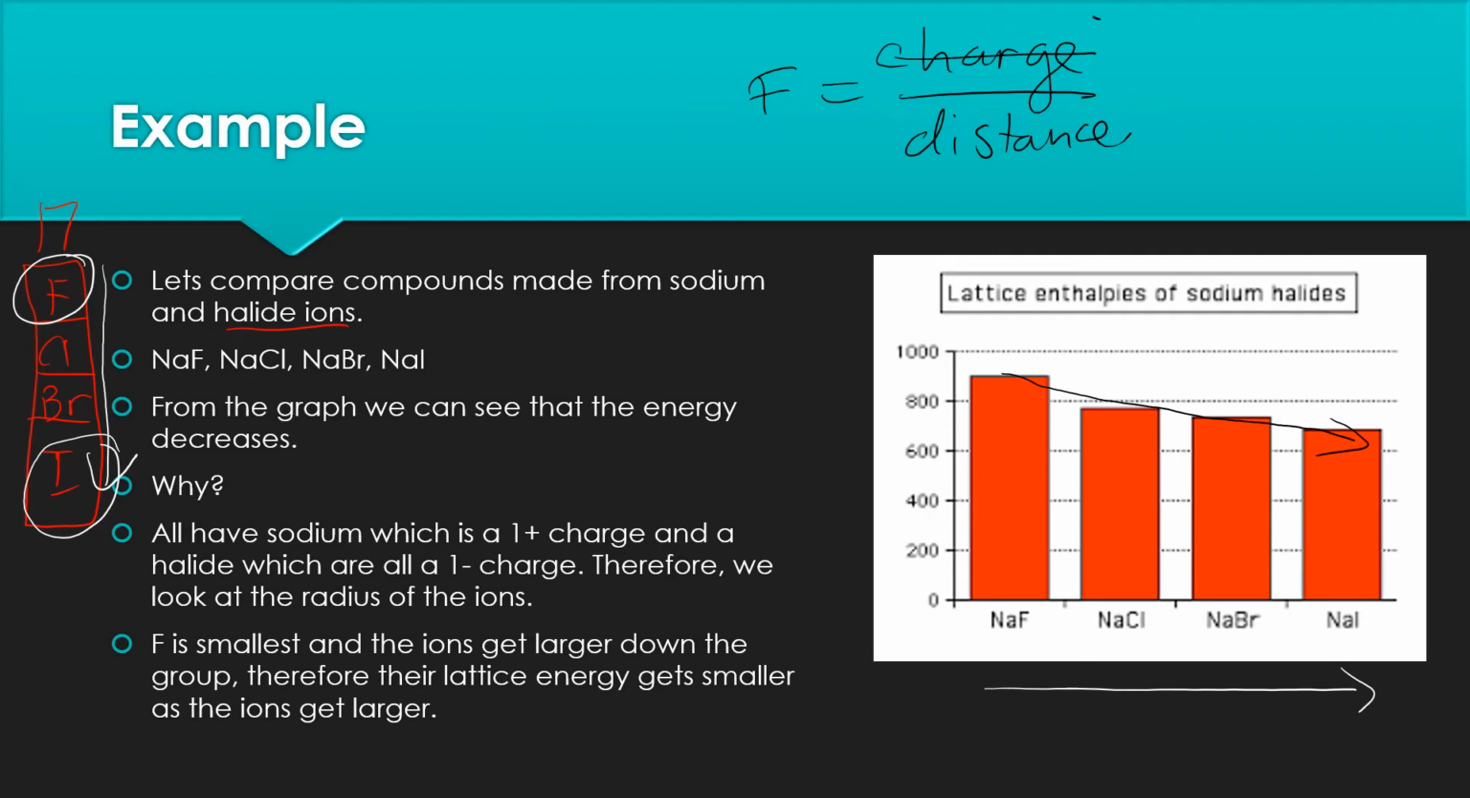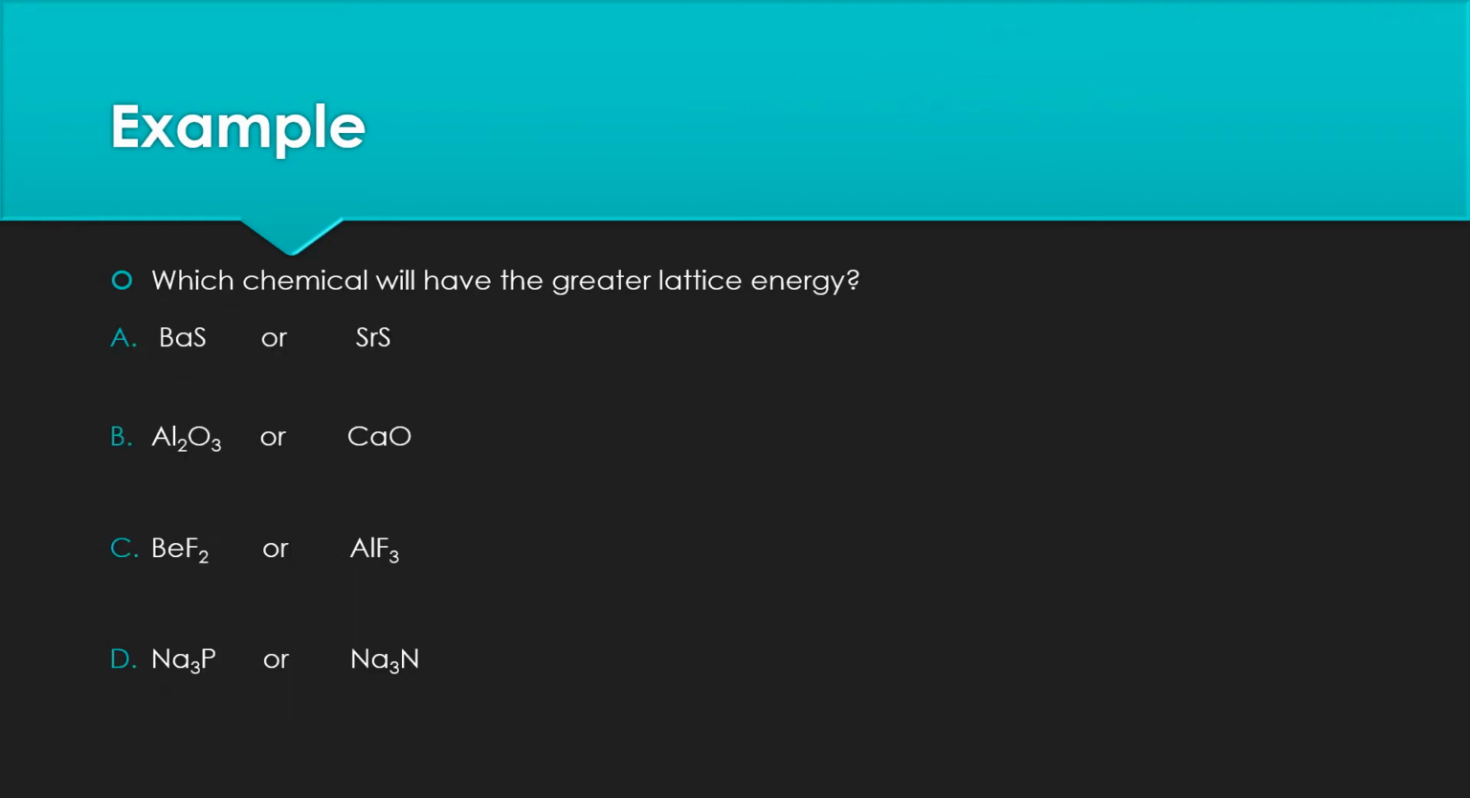Let's take a look at some. So we're going to compare these chemicals and see which ones have the greater lattice energy. I'm going to do a couple of them with you, and then I'll have you try a few on your own and we'll check them. So looking at our first one, we've got barium sulfide and strontium sulfide. So the sulfurs are the same. Sulfur is in group 16 and has a -2 charge, so you can always list their charges. And then barium and strontium are both in group 2, so they both have +2 charges.